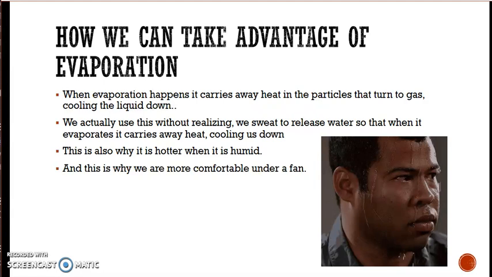Okay. So sweat. We release sweat from our bodies, from our pores, and then after that it evaporates. When it evaporates, it carries away heat, and that heat carried away makes us cool, and that's why we sweat when it's hot. It's our body's response to, oh no, we're getting a bit hot, we should cool down.